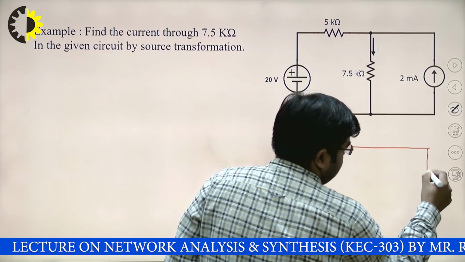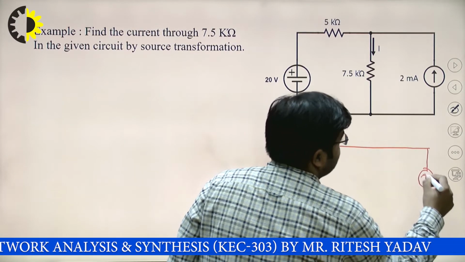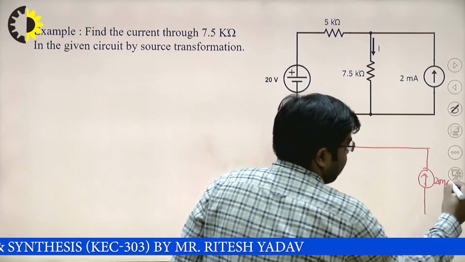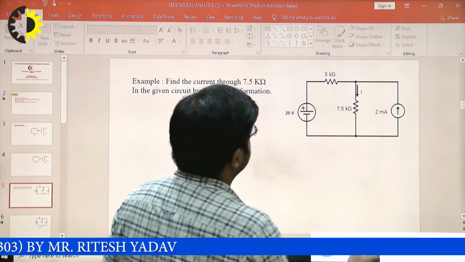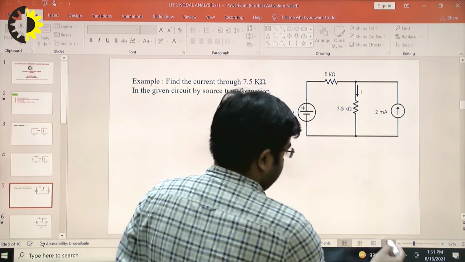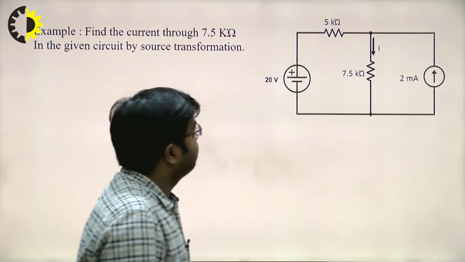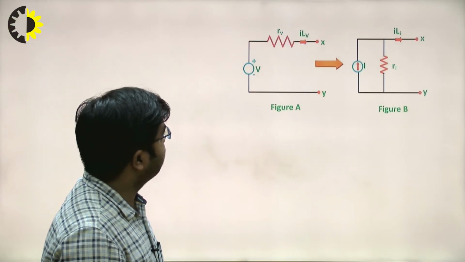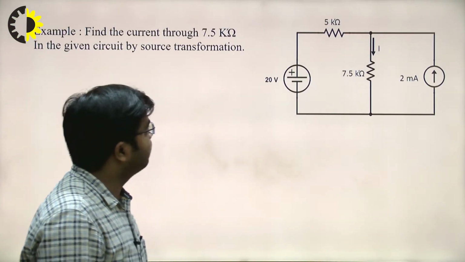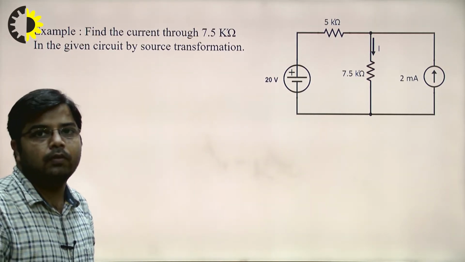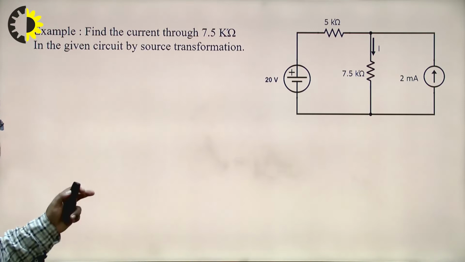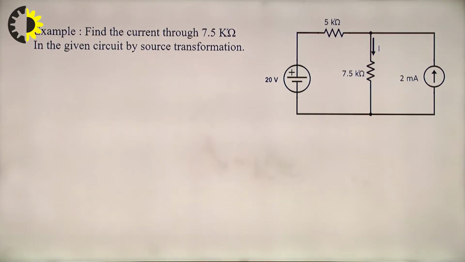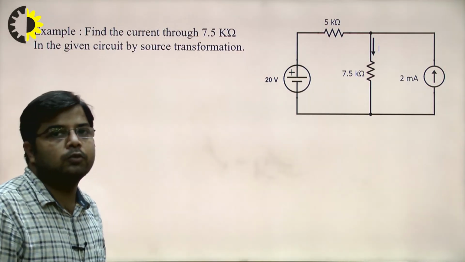So first draw the network. So this is 2 milliampere current, repeat. So let's see this example. Find the current through 7.5 kilo ohm in the given network by source transformation.